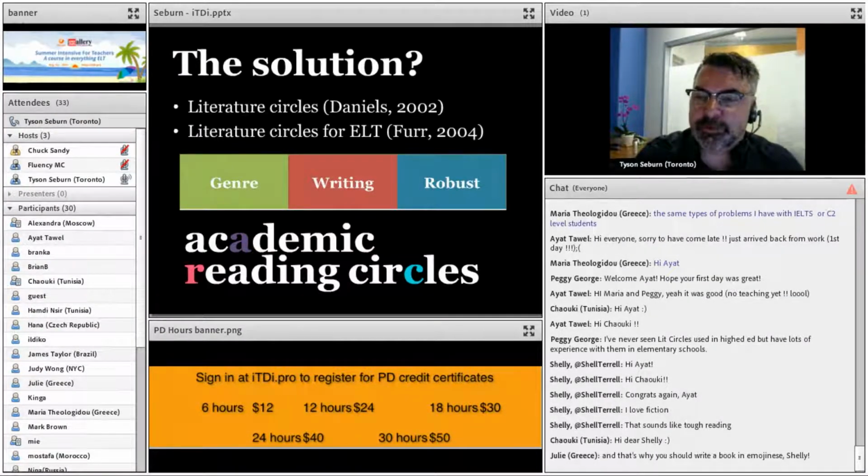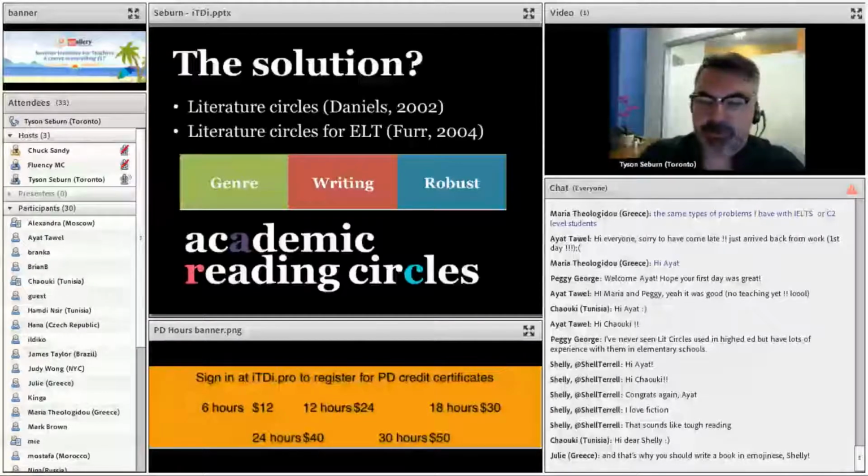One thing that we needed to consider was the type of genre that they were going to be reading. We wanted to consider the type of writing assignments that these readings would be attached to, and we wanted to make sure that the reading circles had a robust feature to them. In other words, they would feel as though it was something that was academic and something that was really helping them towards their academic writing. So these are the 3 features that we considered when we adapted the literature circles into an academic situation, and I led that team, and what came out of it was academic reading circles.